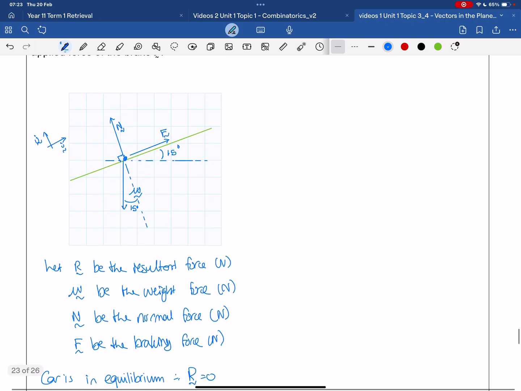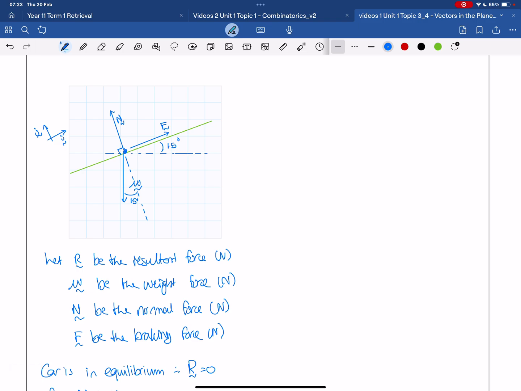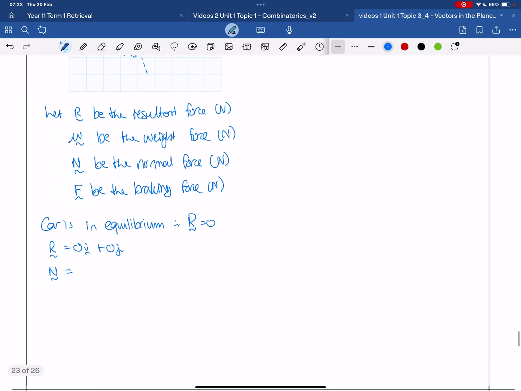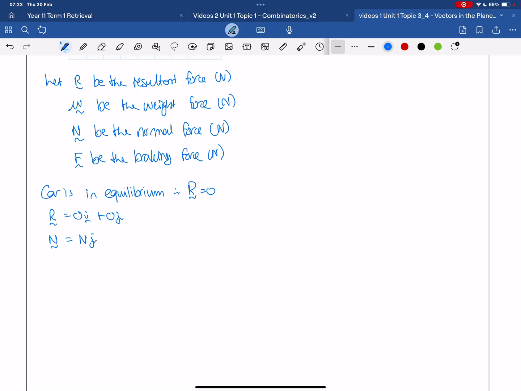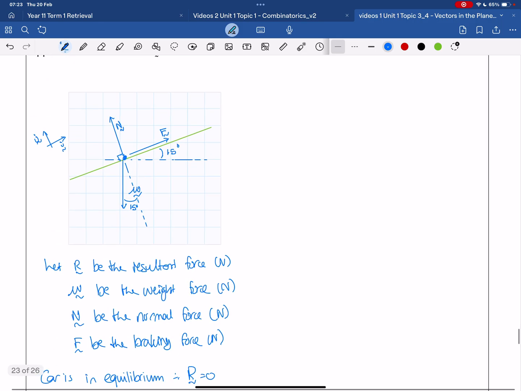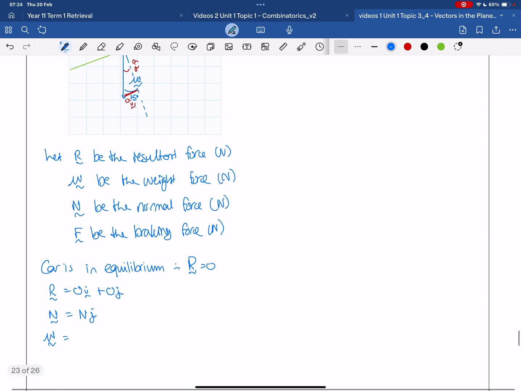My normal force is the easiest one to do now because with my twisted axis, it is just acting in a positive J direction. So that's just going to be NJ. Now my weight force is a little bit more challenging because I've got an angle. However, this is my J axis and this is my I axis. So I've twisted it, okay, and this is my angle. So in my negative I direction, I have a sine ratio, and in my negative J direction, I have a cos ratio. So I'm going to have negative W sine of 15 degrees I minus W cos of 15 degrees J.